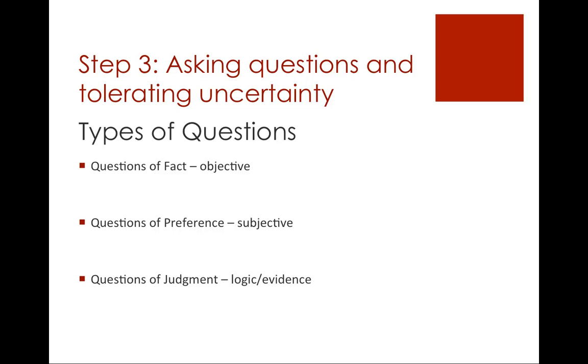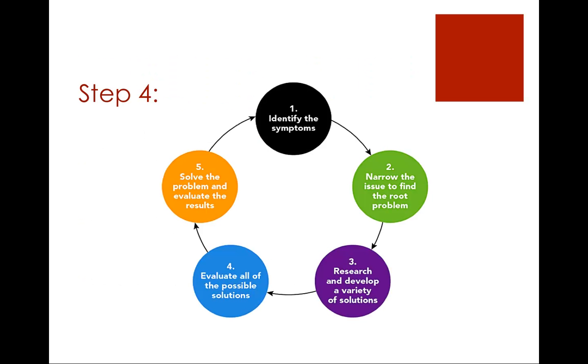So in critical thinking, you need to look at questions of fact, preference, and judgment, and use the information you get from asking those questions in your decision-making and problem-solving processes. Which brings us to step 4, which is the problem-solving process. If you look at this process, it's actually sort of a process within a process. Problem-solving fits within the critical thinking process.